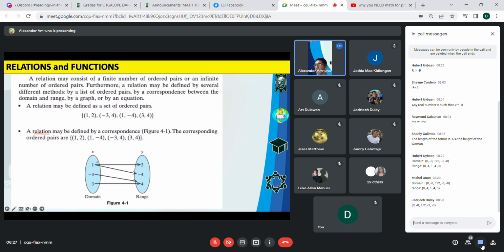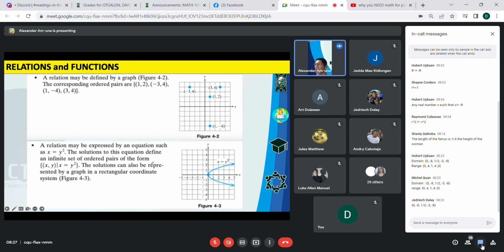Okay? So this is your domain and this is your range. Take note, when we write the ordered pair, as you can see, we have 1 and 2 paired with 2, 1 and -4. And then 3 to -4, and then 3, 4. So as you can see, just like this one, the 4, we only write it once. Okay, but as you can see here, it is paired twice, paired with -3 and 3. Same manner, this one is only written once, but it is paired twice.